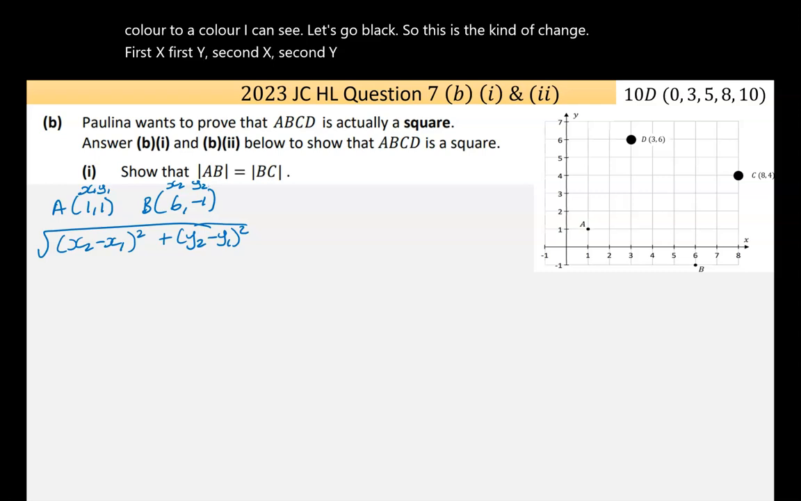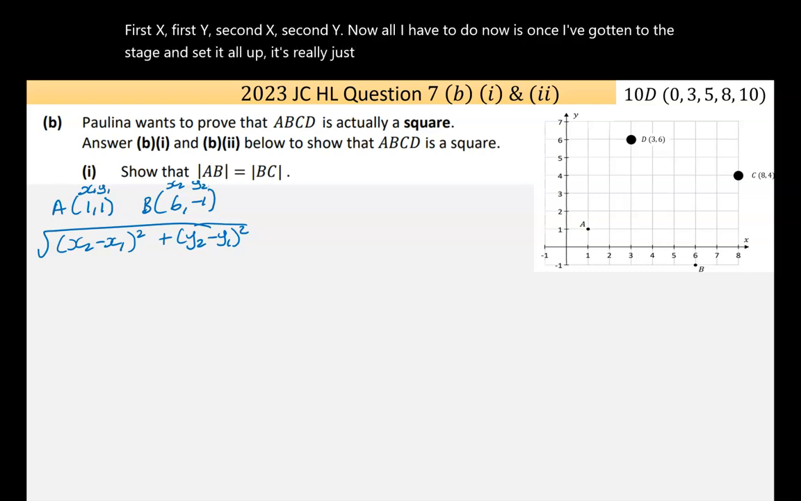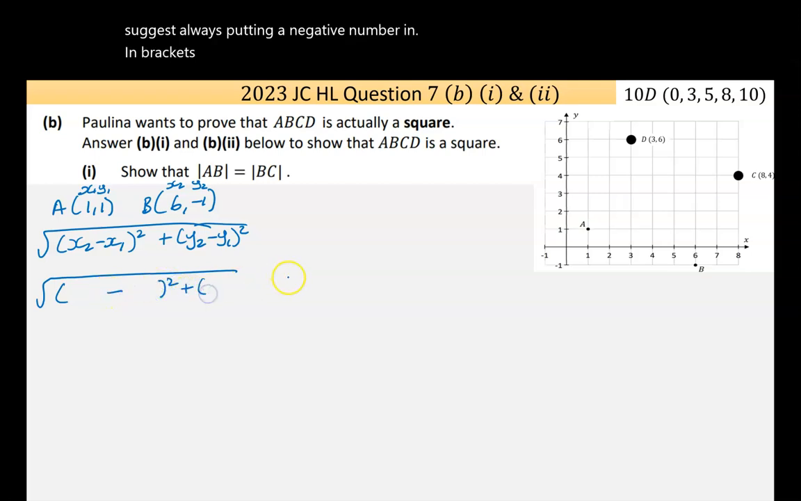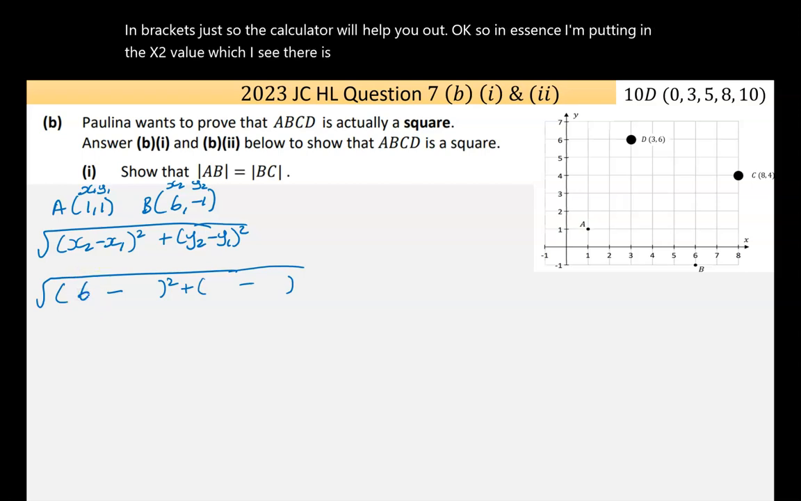Now, all I have to do once I've gotten to this stage and set it all up is really just put the number instead of the letter. Now, I would suggest always putting a negative number in brackets, just so the calculator will help you out. Okay, so in essence, I'm putting in the x2 value, which I see there is 6, take away the x1 value, which I see there is 1.